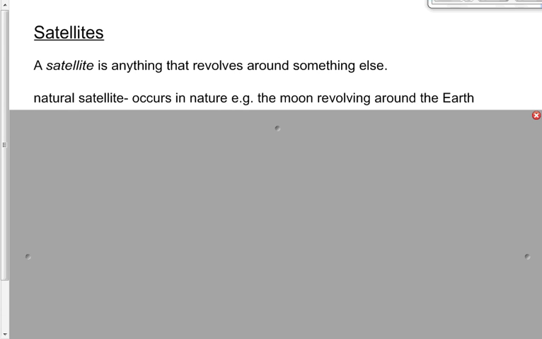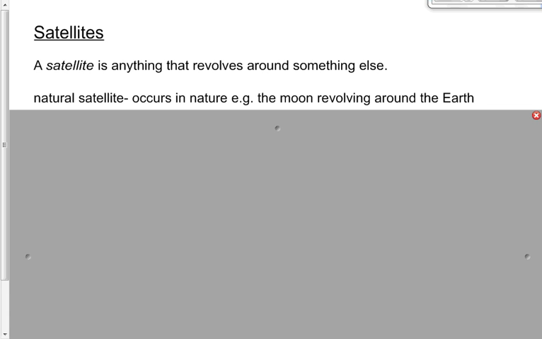Now, two kinds of satellites that we talk about, and we distinguish between. There's the natural satellite and the artificial satellite. A natural satellite is something like the Earth that revolves around the sun, or the moon that revolves around the Earth. It's anything that orbits something else that we didn't put there. Now, we don't usually think of the moon as being a satellite, but because of the definition of a satellite, it is. It orbits around something else, and it does it because of gravity.